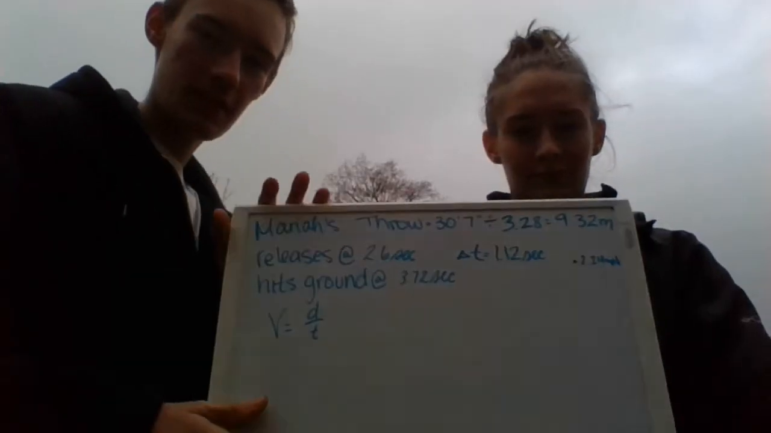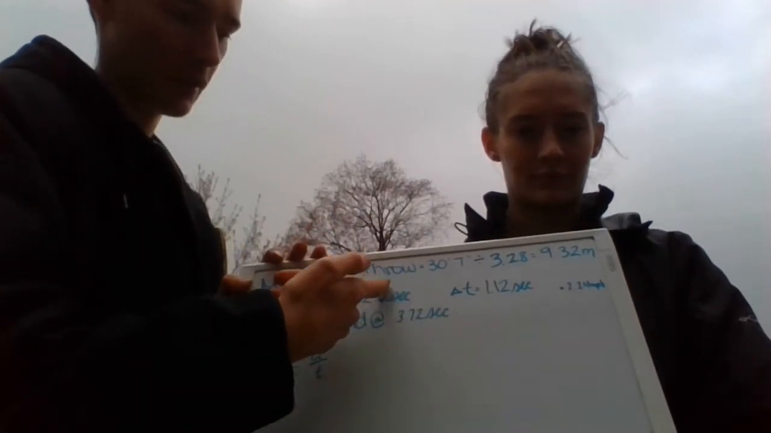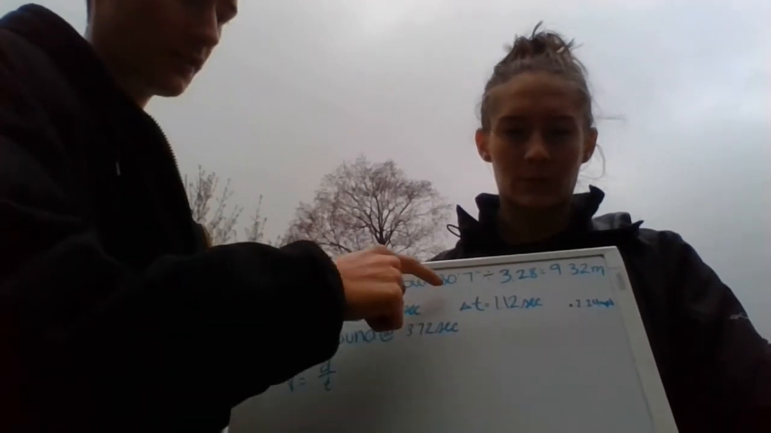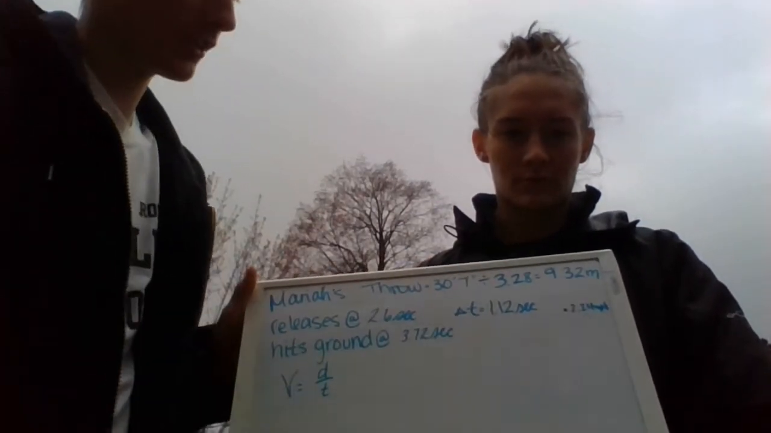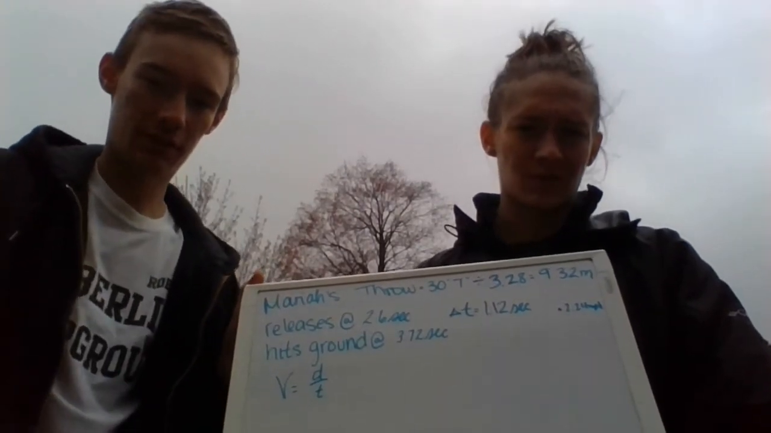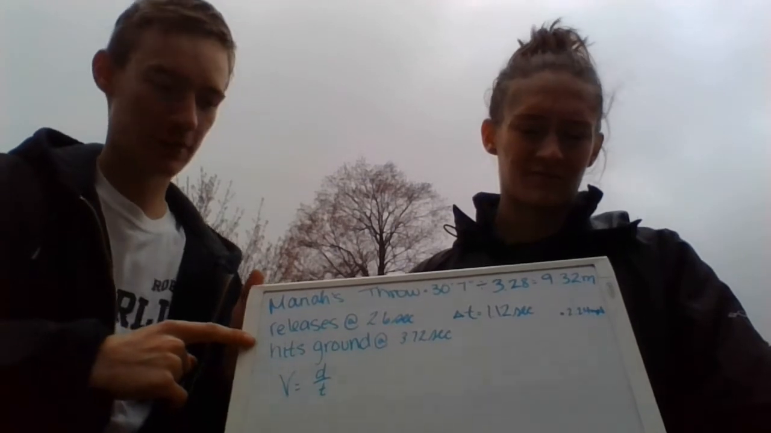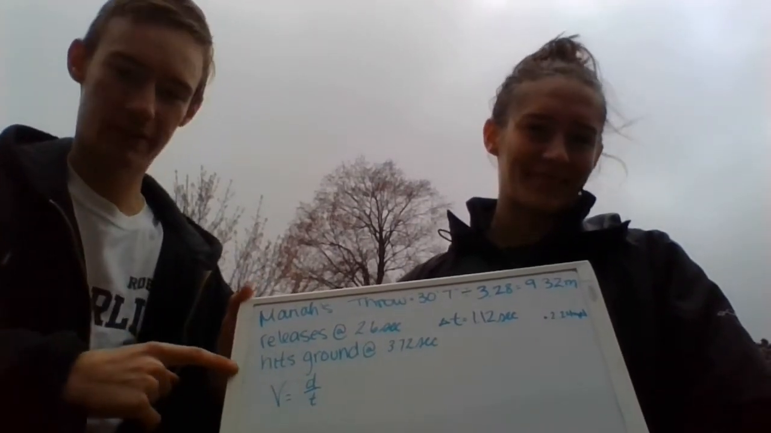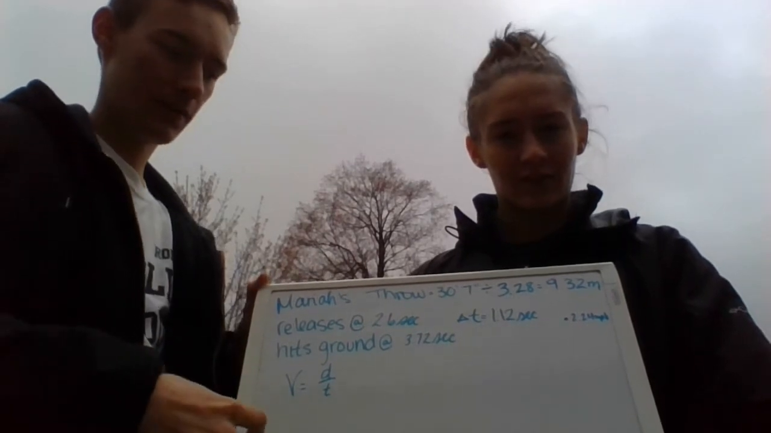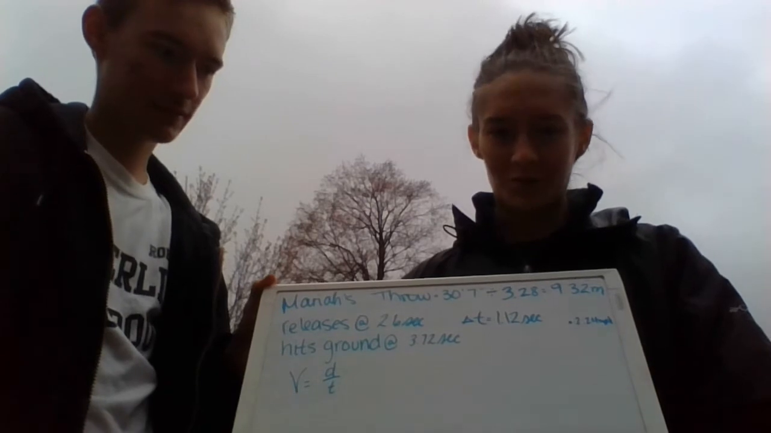As you can see here, Mariah's throw equaled 30 feet and 7 inches, and we used 3.28, which is the conversion number to convert feet to meters, and we ended up with 9.32 meters. And then down here we took the release time, which was 2.6 seconds, and the time that it hits the ground, which was 3.72 seconds. And then we figured out the difference in time, which was 1.12 seconds.